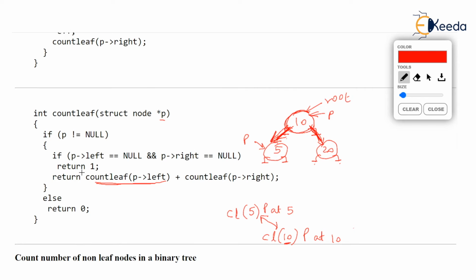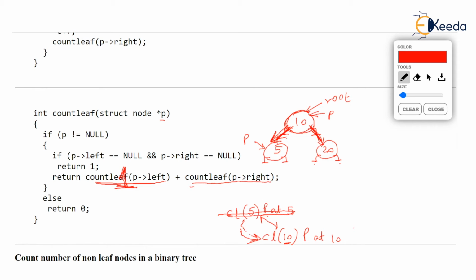Count leaf 5 is literally returning 1, so it ends. It has returned 1 back to count leaf 10. The function call count leaf 5 was done from this point, so count leaf 5 returns 1 literally at the call, and then count leaf 10 resumes. Count leaf 10 will resume with the second call, which I am underlining.